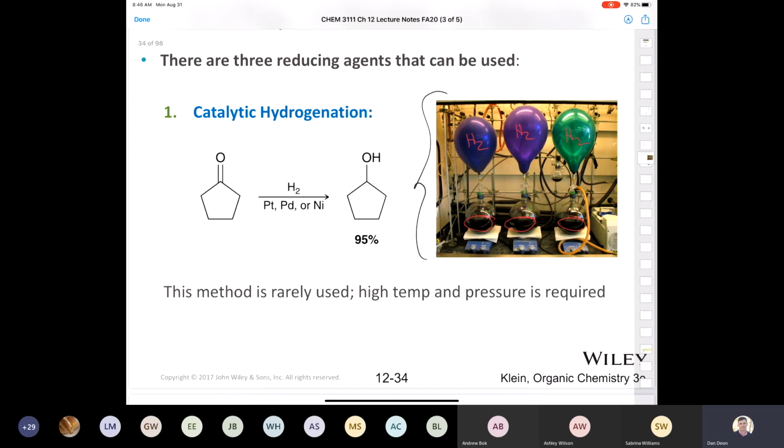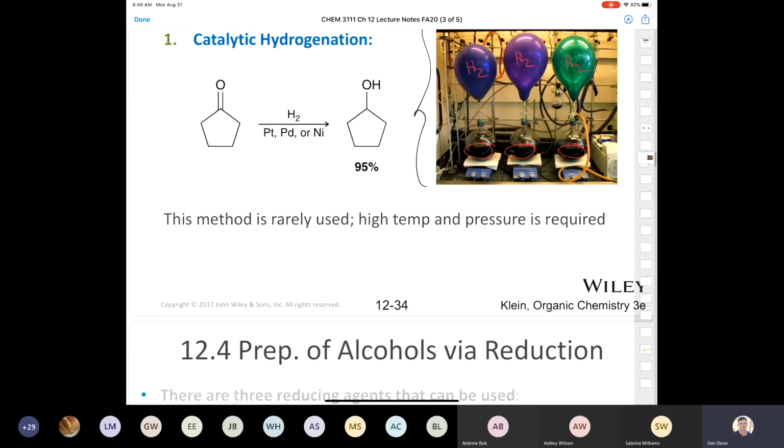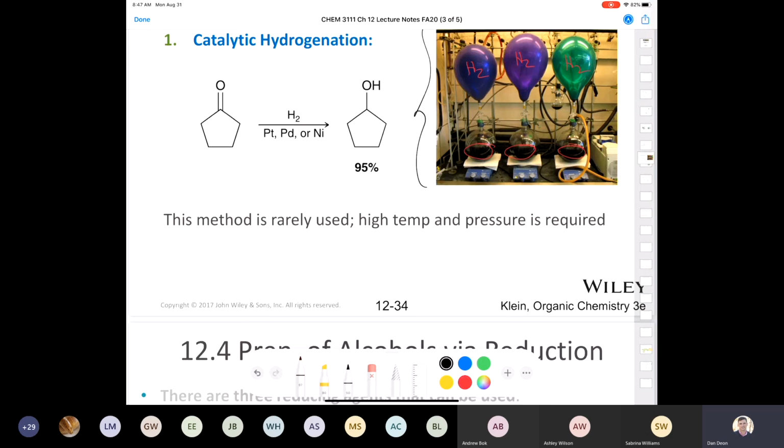But it says here, this method is rarely used because sometimes you have to turn up the temperature. You're messing around with hydrogen. It's like, I don't know. Anyhow, and let me show you. I'm going to kind of get ahead of ourselves here a little bit. And let me show you, there's a problem, okay?